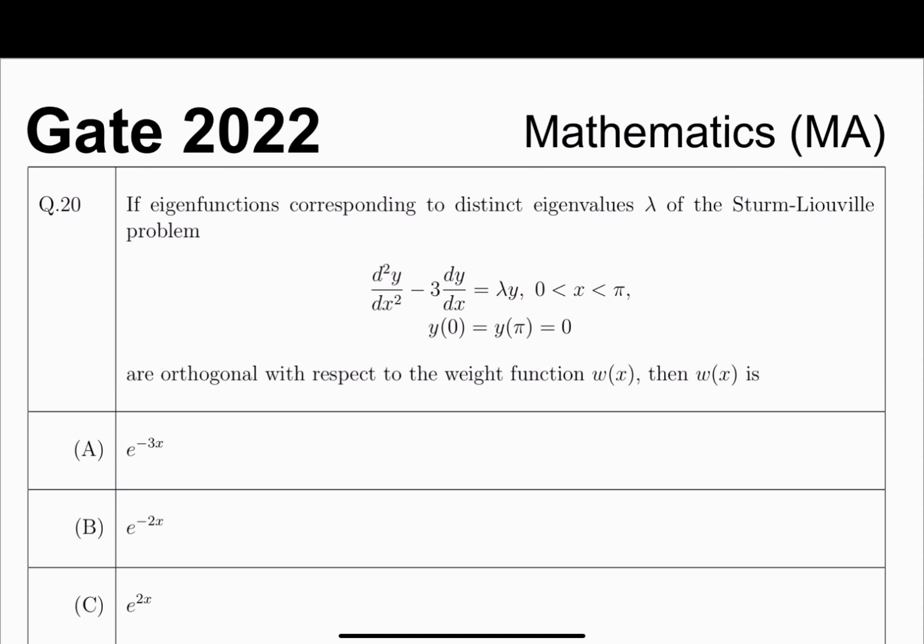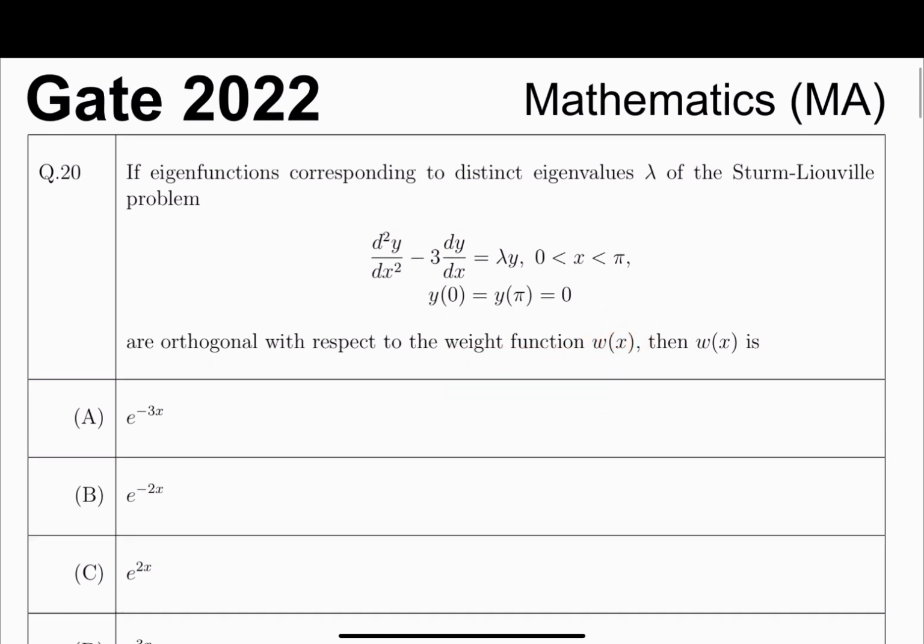Okay, so today we'll solve a mathematics GATE 2022 question from ODE. This is question number 20. It is saying that if the eigenfunctions corresponding to distinct eigenvalues lambda of the Sturm-Liouville problem, the following one, with periodic boundary condition, are orthogonal for different eigenvalues lambda with respect to the weight function w, then you have to find what the weight function will be.